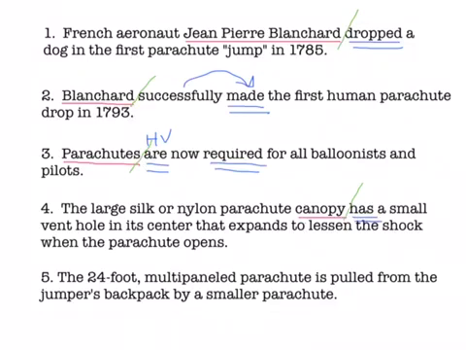Looking at number 5, the 24-foot multi-paneled parachute is pulled from the jumper's backpack by a smaller parachute. In this case, the subject, or who or what we are talking about, is the parachute. The action that refers to what the parachute is doing we have is pulled. Now again, it's two words because we do have that helping verb is in there. Then we use a slash to divide the subject from the predicate. So we will put a slash between parachute and the verb is pulled.